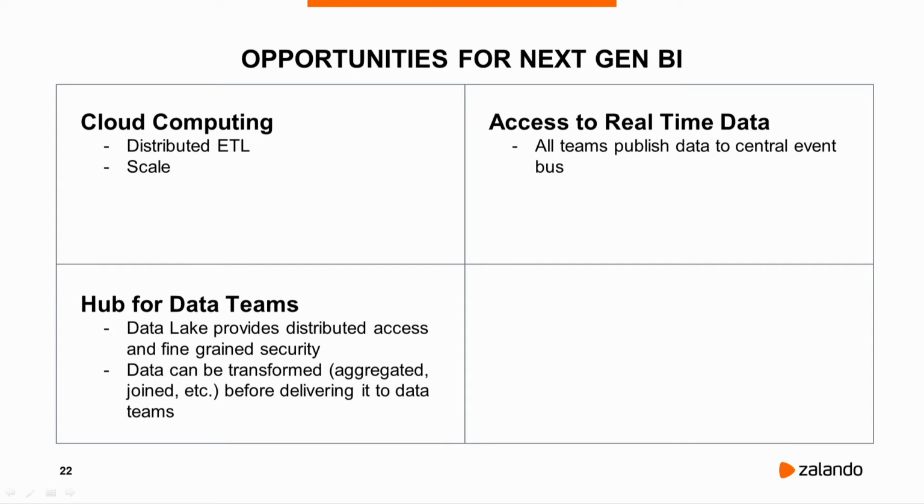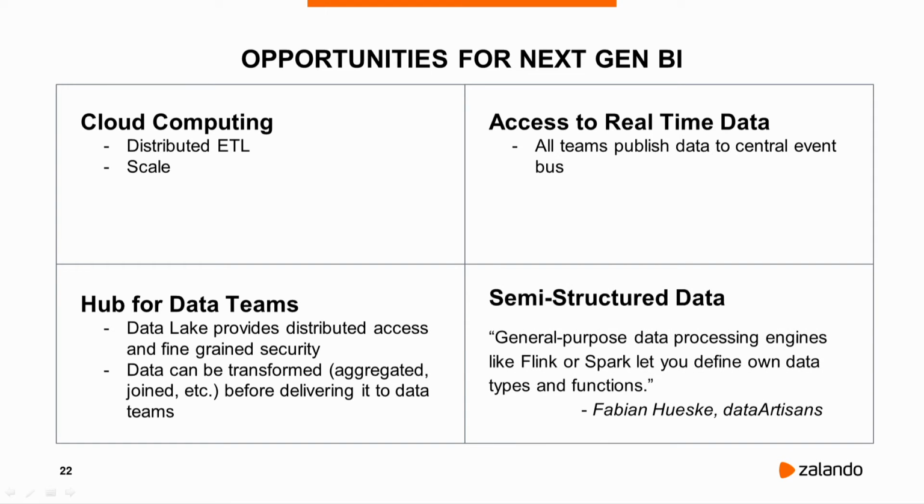Then, the hub for data teams, the data lake, which provides distributed access. And before materializing the data into the data lake, we can also transform it, so, for instance, aggregations, joins, and so on. And last but not least, we have semi-structured data, as Javier already mentioned. In order to process this data, we want to use general-purpose data processing engines like Flink or Spark.